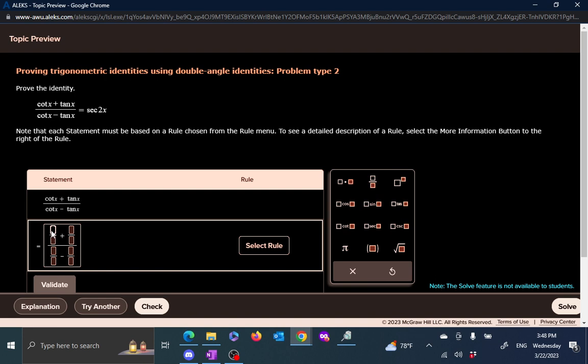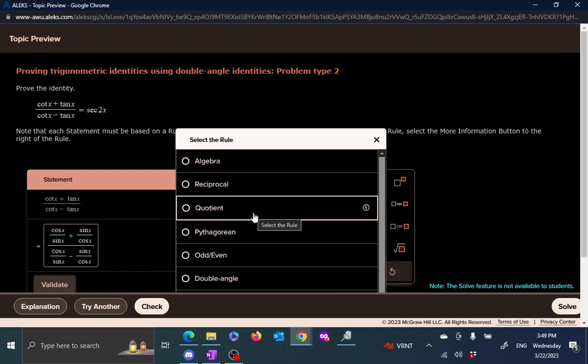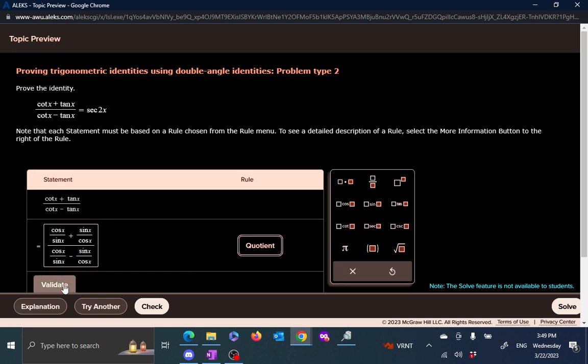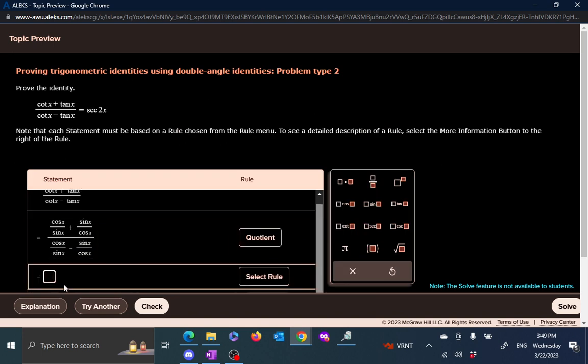Cotangent was what? Cosine of x over sine of x, and this was sine of x over cosine of x. Sorry, sine of x, sine of x, cosine of x. So all we did was the quotient identities. Is that okay? Yes, it was okay. Now we multiply with sine x cosine x.